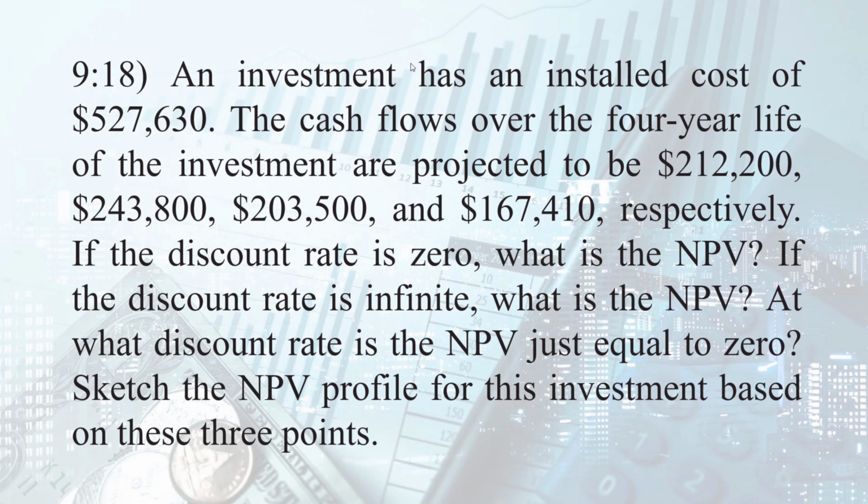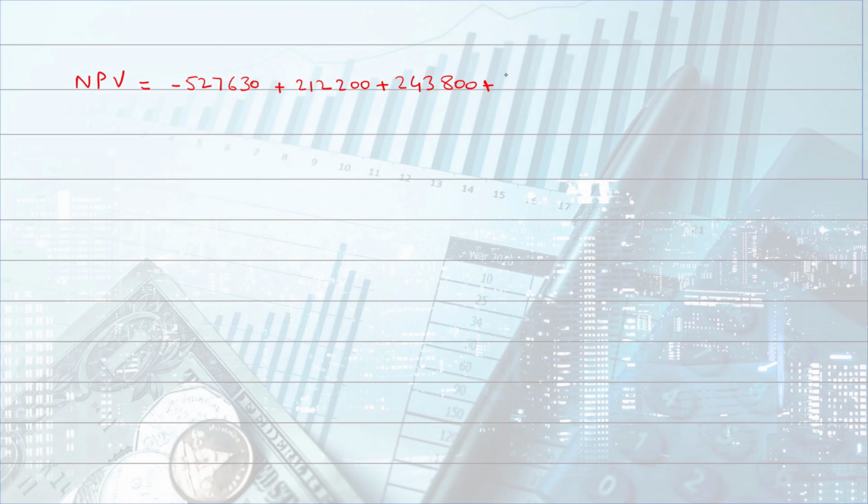At a 0 discount rate, the cash flows can be added together across time. So the NPV of the project at a 0% required return is NPV equal to minus 5,27,630, that is initial investment, plus the cash flows that we have received: 2,12,200 plus 2,43,800 plus 2,03,500 plus 1,67,400. So NPV is equal to 2,99,280. This is the first requirement, that calculate the NPV at a 0 discount rate.